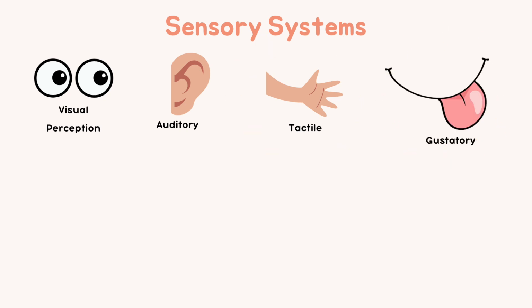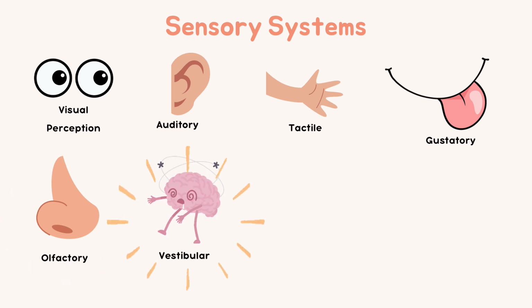And then we have gustatory, which is our sense of taste, and this helps us discern between different flavors such as sweet, salty, sour, and bitter. Up next is olfactory. So this is your sense of smell. So for example, when your student walks into the lunchroom, they're going to smell all the different foods around them.